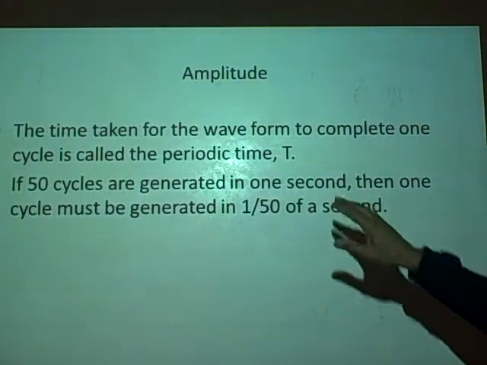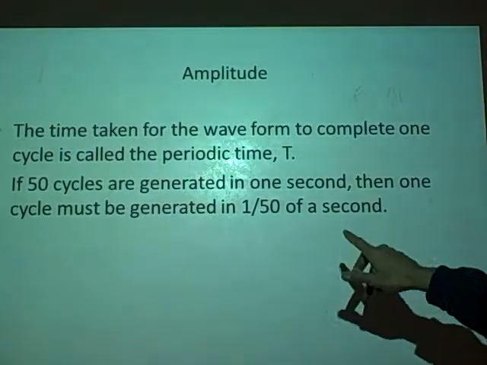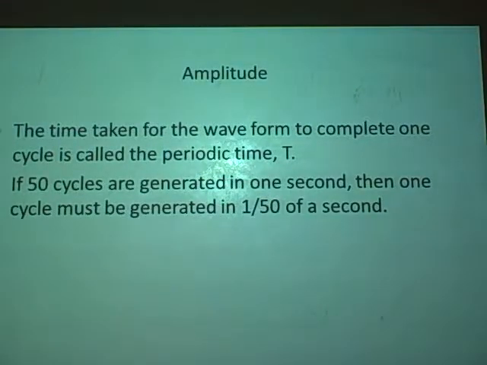If 50 cycles are generated in 1 second, then one cycle must be generated in 1/50th of a second. Well, we've already identified that, but I'll read it out one more time for the purpose of your notes if you wish to take them down. If 50 cycles are generated in 1 second, then one cycle must be generated in 1/50th of a second. That's 1/50.